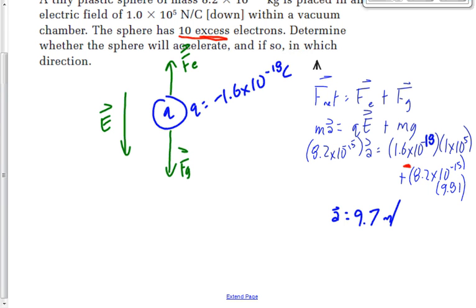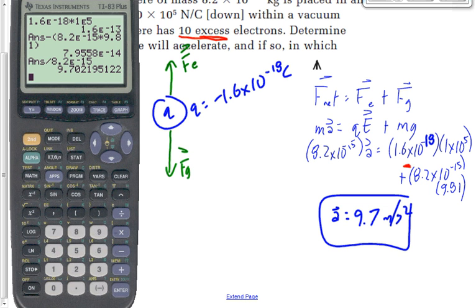Does it accelerate? Yes. Which way does it accelerate? Down? How do you know it's up? Because it's a positive acceleration. Good. We can determine that it's a positive acceleration, therefore we can determine that it's accelerating upwards. If it was a negative 9.7, then it would be accelerating downwards, right? Good? We're good at that?